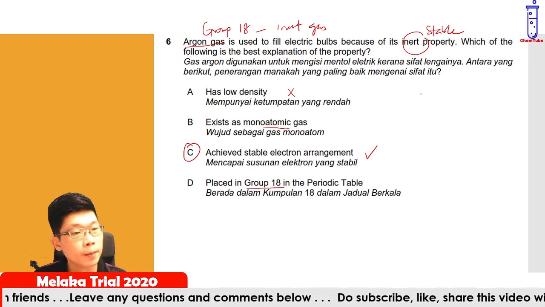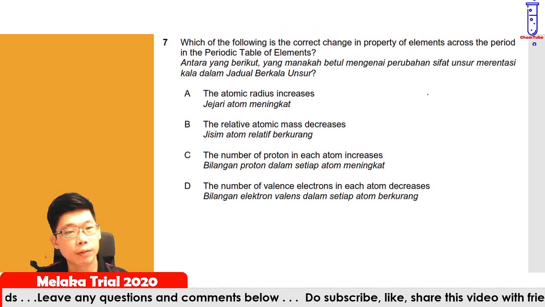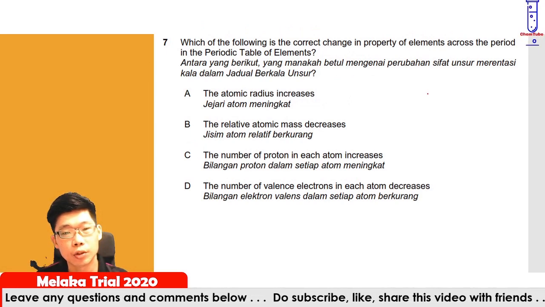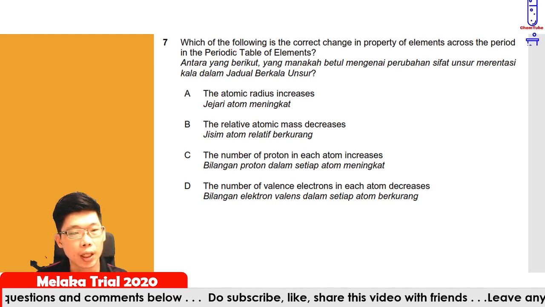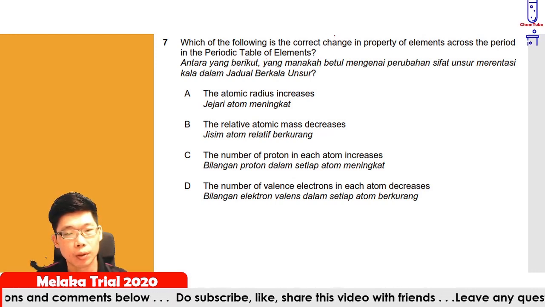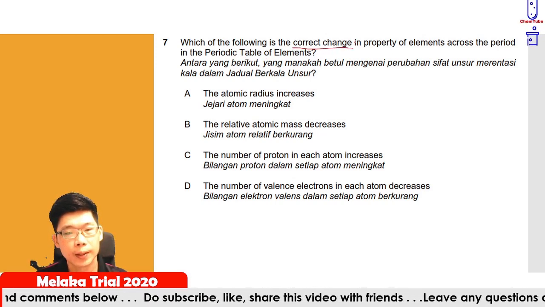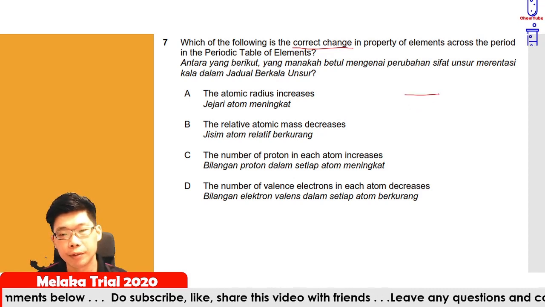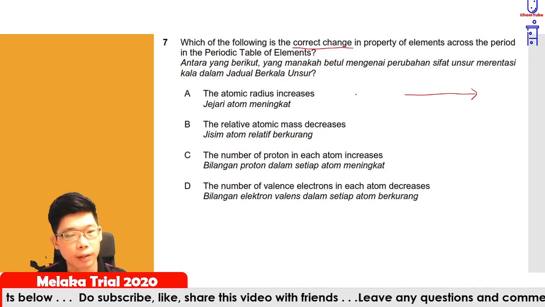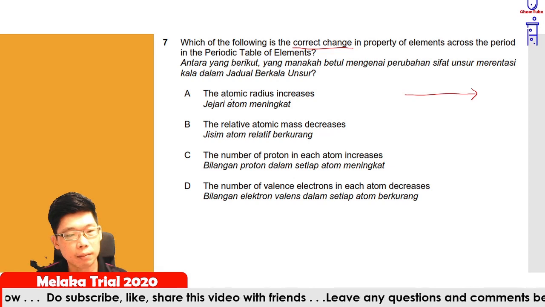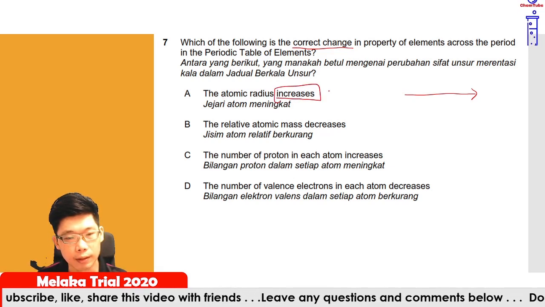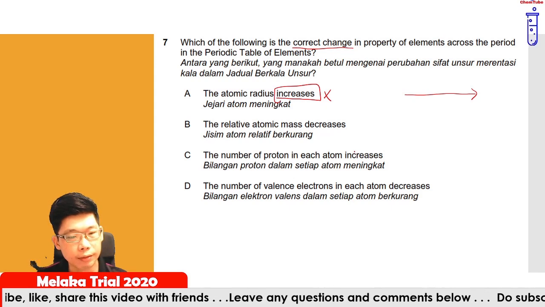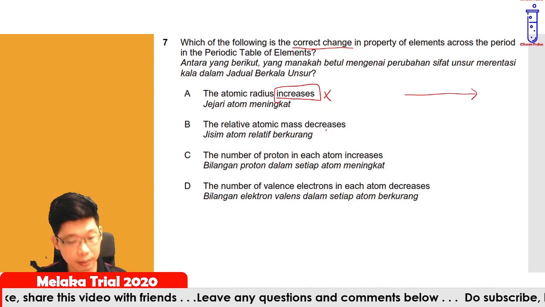Okay, next, which of the following is the correct change in the property of elements across the period in the periodic table? Let's see one by one from left to right. From left to right, the atomic radius increases? It should be decreases. Decreases, no. Relative atomic mass decreases.